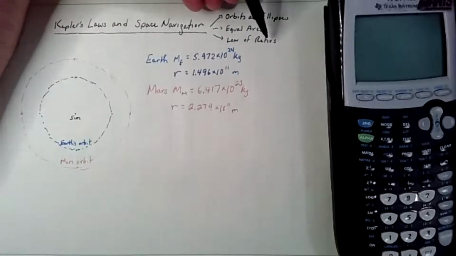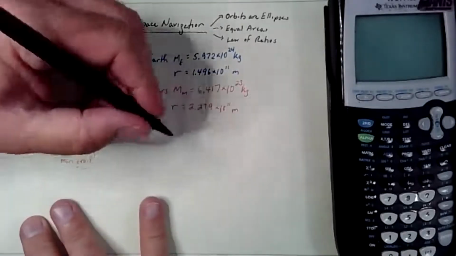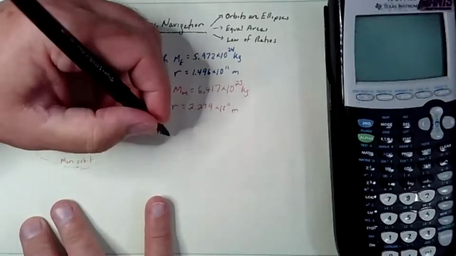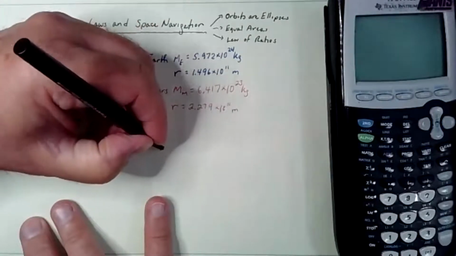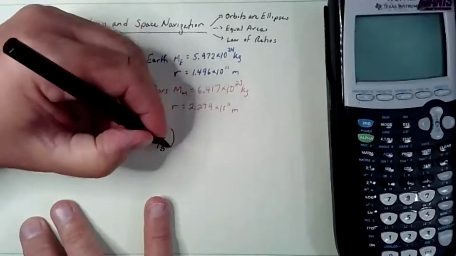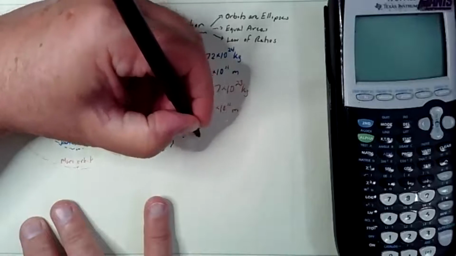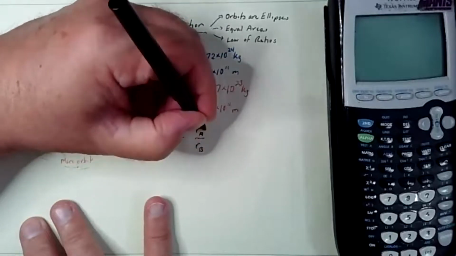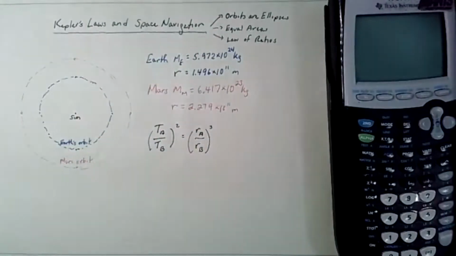And then the law of ratios. So the law of ratios says if you can compare any two objects together, TA, the period of one planet, over the period of another, and square it, then that's equal to the ratio of their orbits, cubed, like that. So that's our law of ratios.